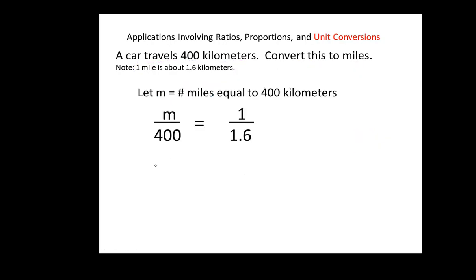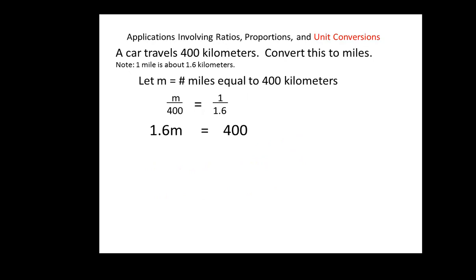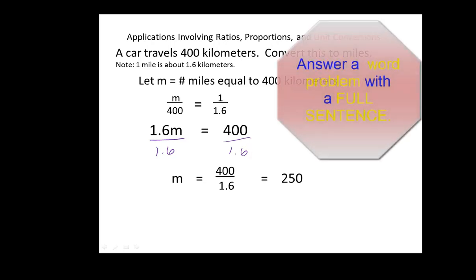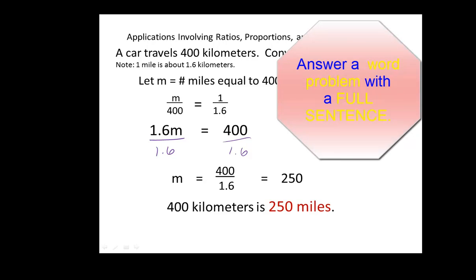Let's start by cross multiplying. I have M times 1.6 equals 400 times 1, or in other words, 1.6 M is equal to 400. That's the result of cross multiplying. Now to solve this equation, I'm looking for M, so I'm going to divide both sides by 1.6. And we have M is equal to 400 divided by 1.6. This comes out to be 250. Again, this is a word problem. We need to answer with a full sentence and include our units in the answer. And so we have 400 kilometers is 250 miles.